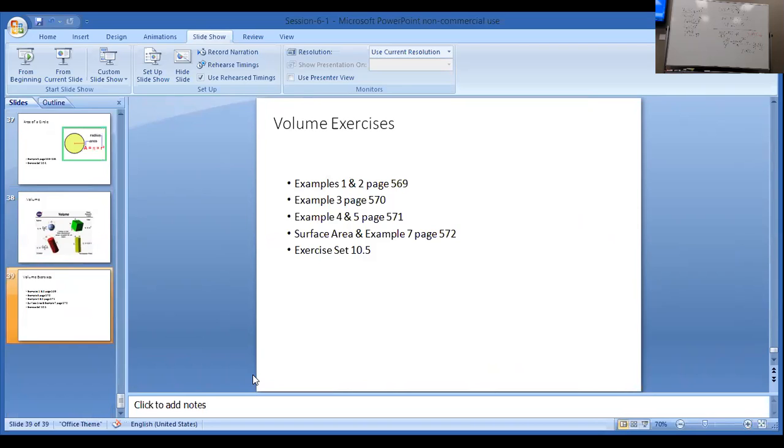Example 5 says, look at figure 10.55. Again, we have the radius of a circle, we have the height. So we plug it into the formula. It's a cone. So the volume is 1/3 of pi, radius to the power of 2 times h. Just plug in. That's nothing difficult. You just plug in the numbers.